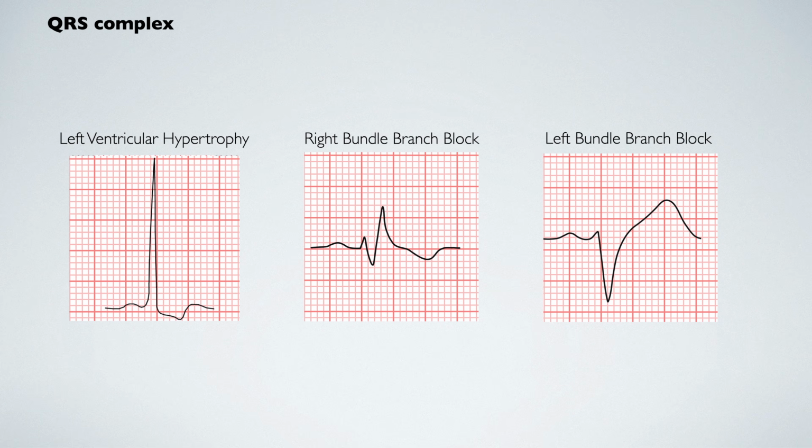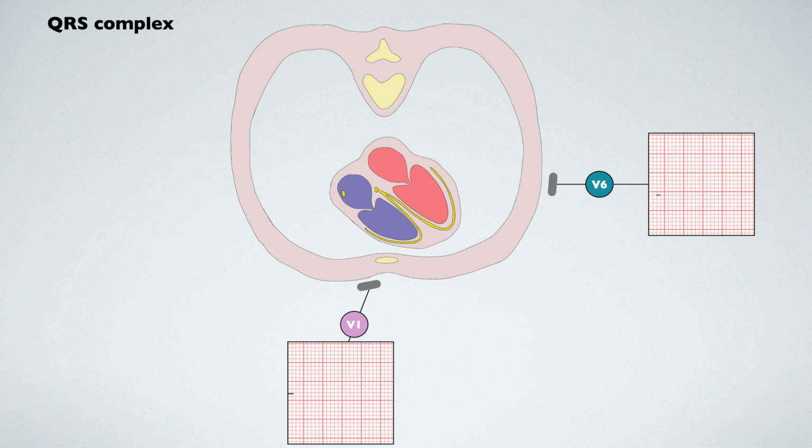Now let's review left bundle branch block. A left bundle branch block is caused by a conduction defect in the left bundle branch. As a result, electrical impulses travel along the right bundle branch to gain access to the ventricles. This changes the polarity of ventricular septal depolarization and prevents Q waves occurring in V6.